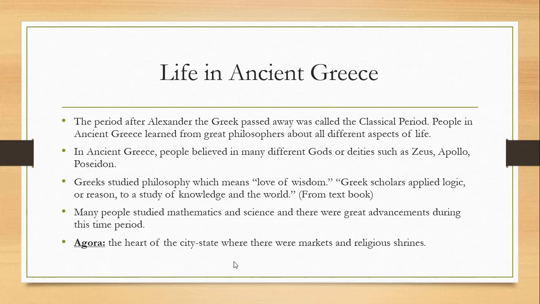Life in ancient Greece. What was life like in ancient Greece? Okay, we call the period after Alexander the Great the classical period. All right, people really started to learn. They would study philosophy. They would learn new ideas. We had the creation of history, which is fantastic. And they're going to look at all different aspects of life.